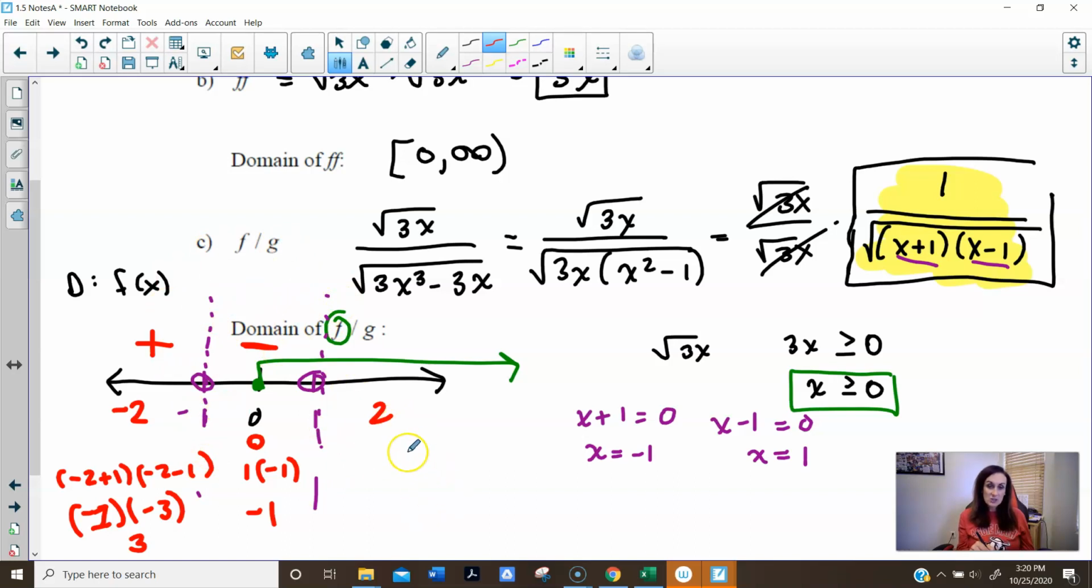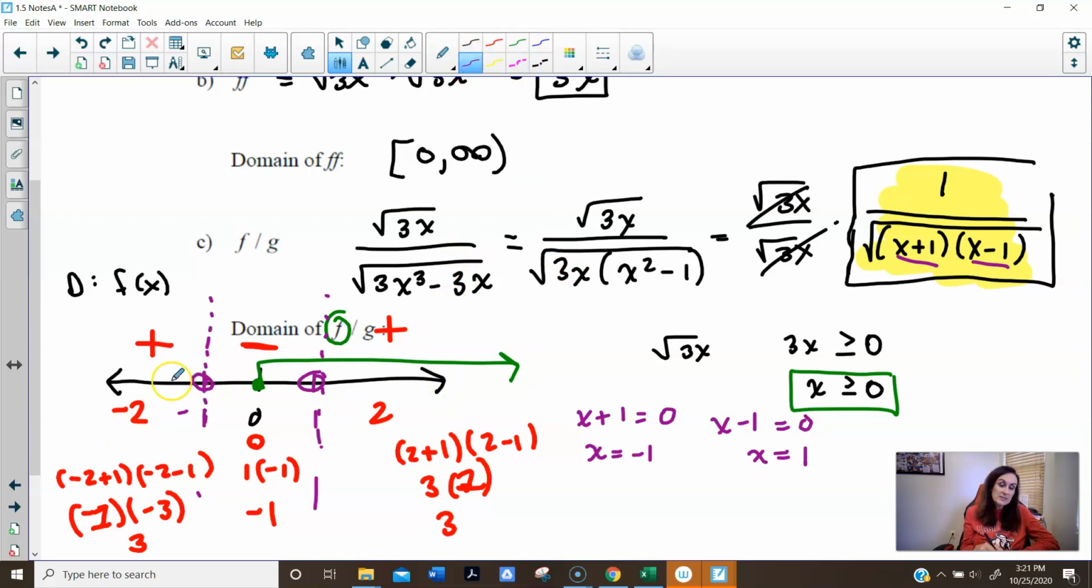And then try 2. So this would be 2 plus 1 times 2 subtract 1. That gives me 3 times positive 1. Almost messed up there. And that gives me 3, which is positive. So all the numbers to the right of 1 are good. Now, I have to pick numbers that overlap.